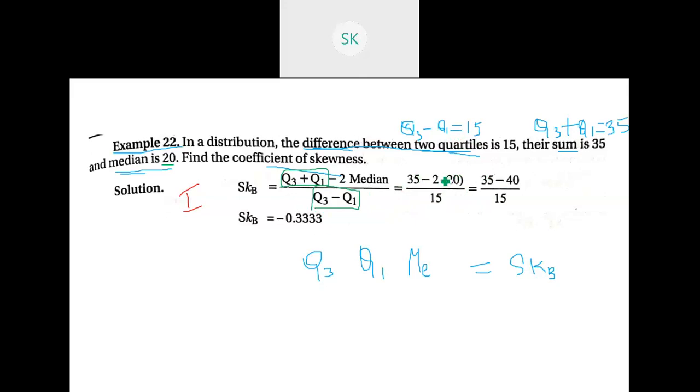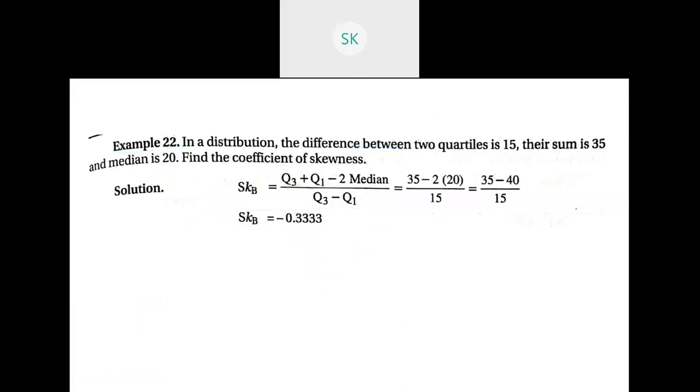So 35 minus 2 into 20, which is 40, divided by 15. When you simplify this, your final answer, Bowley's skewness, will be minus 0.3333. So that will be the final answer for this question. I hope everybody understood this problem. Anybody has doubt here? Did you all understand? You can expect this for 2 marks.